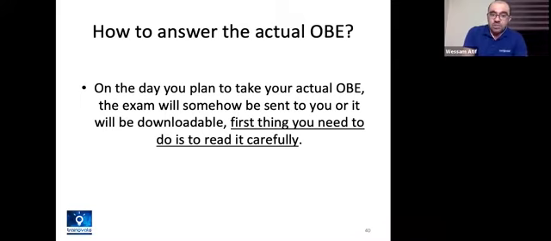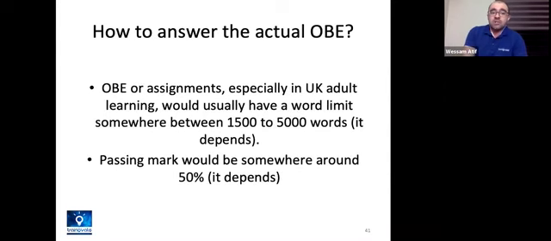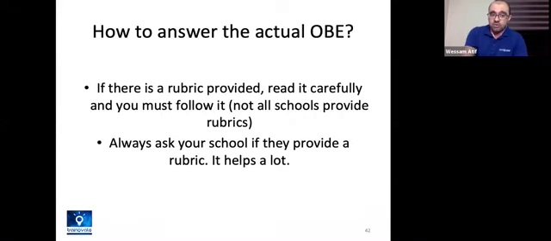On the day you plan to take your actual open book exam, it will somehow be sent to you or it will be downloadable from the internet these days. First thing you need to do is to read it carefully. So read the questions one by one carefully and start. The OBE or assignment, especially in the UK, would usually have a word limit, you know, somewhere between 1,500 to 5,000 words. So it depends. And usually for UK assignments or assessments, the passing mark would be somewhere around 50% plus or minus. So always check with your school about the passing mark for your assessment.